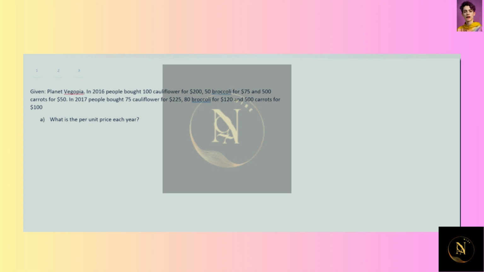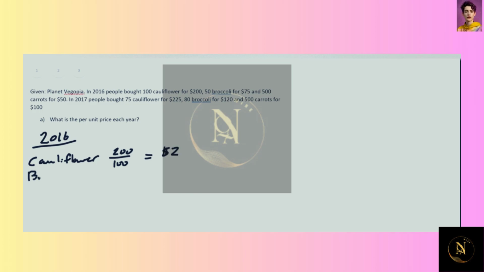The first question is asking us, what is the per unit price of these vegetables each year? So the per unit price is very easy to calculate. It's just the price you paid in total divided by the number of units total. So let's start with 2016. And so for cauliflower, we spent $200 on cauliflower, and we bought 100 of them, so the per unit price is $2.